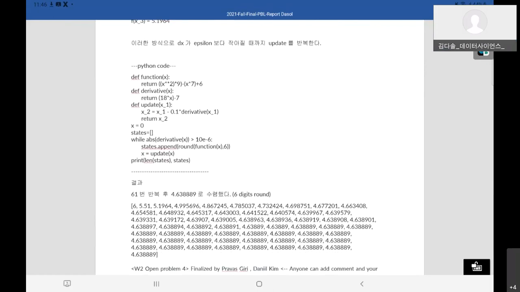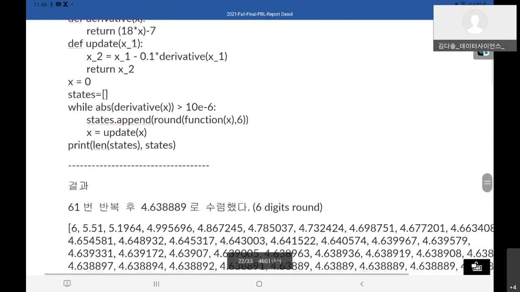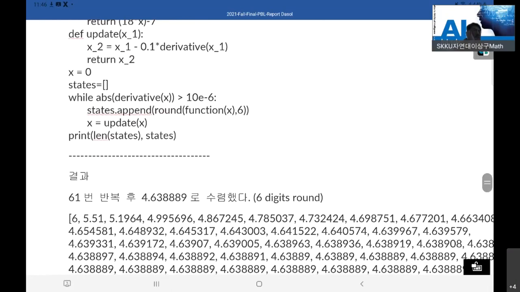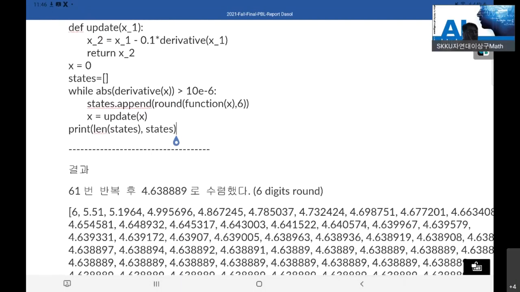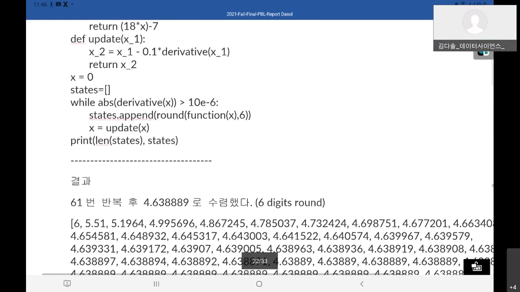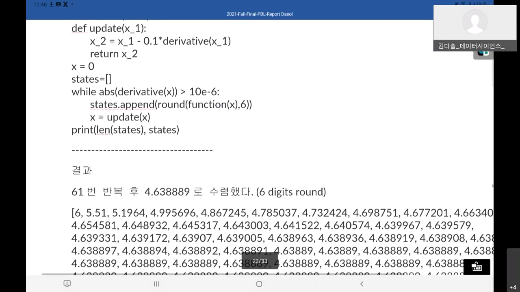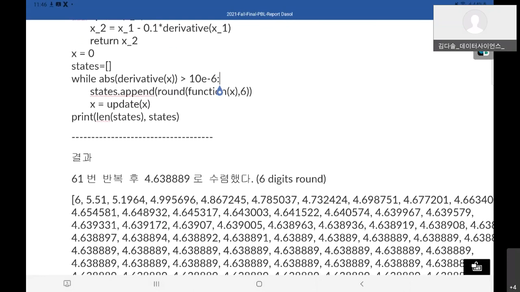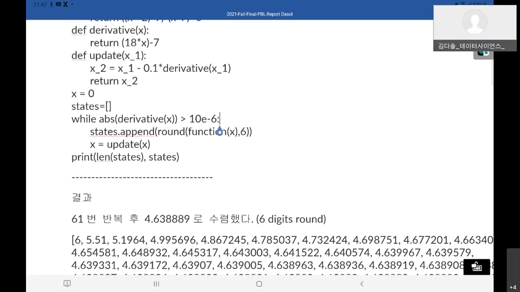So this is the final code. You can see this while iteration: while the absolute value of the derivative dx is bigger than epsilon, where we defined epsilon as a very small value. So this function and the updating function is iterated when dx is bigger than epsilon.